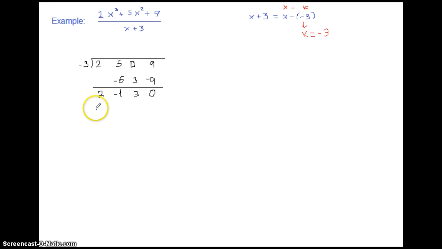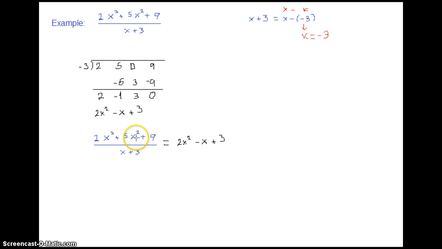This is the coefficient of x squared, 2x to the second. Then minus 1 is the coefficient of x to the first, right? Minus x. Then 3 is the coefficient, the numerical term, plus 3, and the remainder is 0. That's the result. I put it again in the form dividend over divisor equals quotient, plus the remainder is 0.